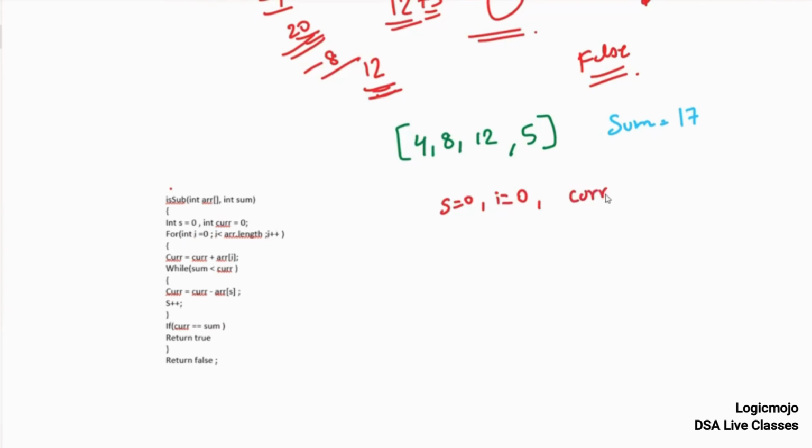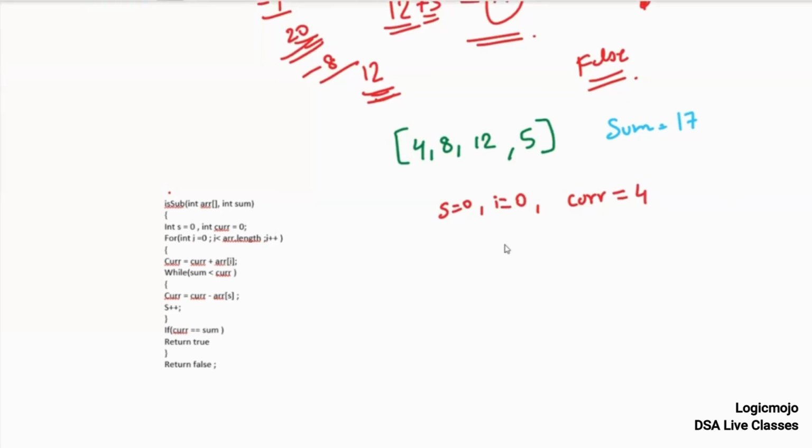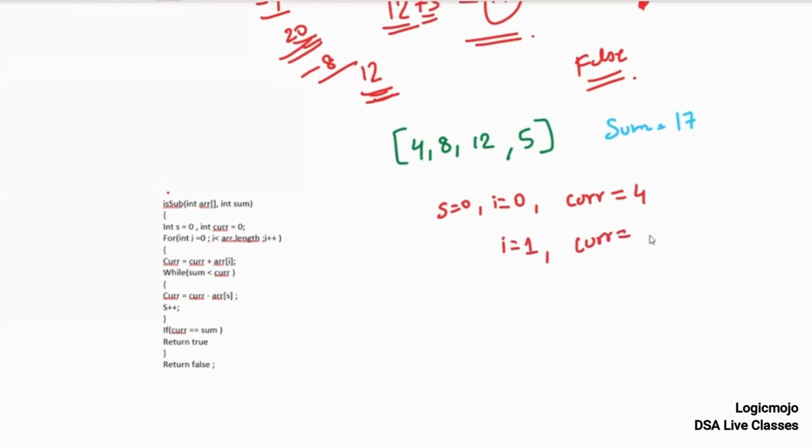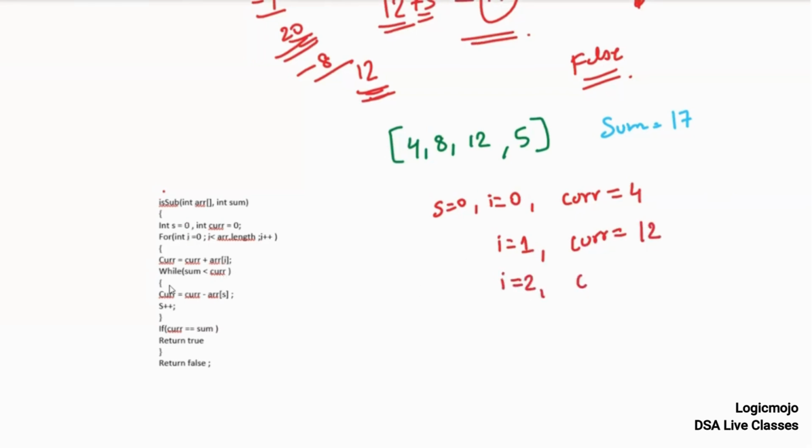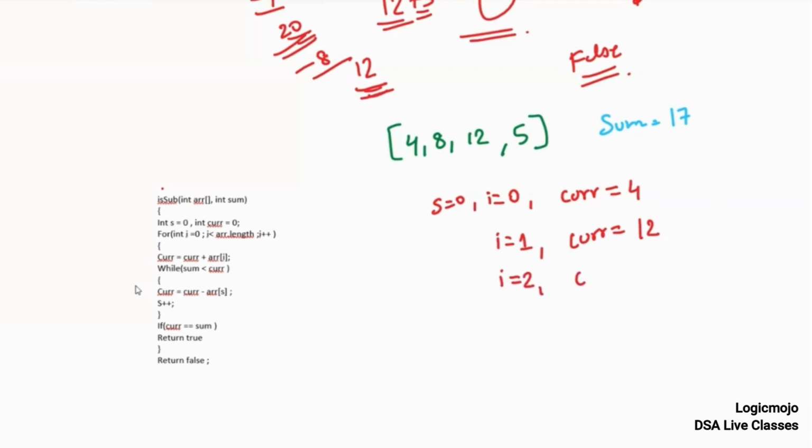Initially, at the very first go, current equals current plus array of i. Array of i is 4, so current now becomes 4. Now when the value of i becomes 1, current becomes 4 plus array of i, which is 12. Every time it is going inside this loop only, the while loop is checking whether sum is less than current. Every time 4 is less than current, 12 is less than current, so this while loop is not executing, neither is the if correct. So it keeps on iterating in the same loop.